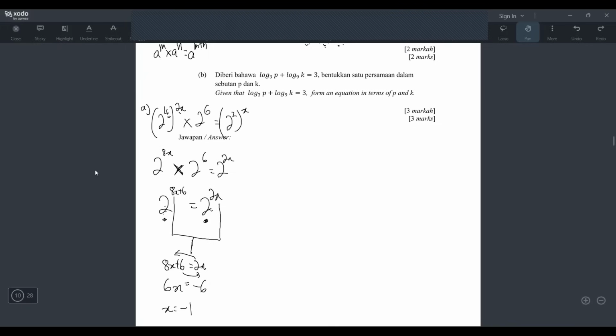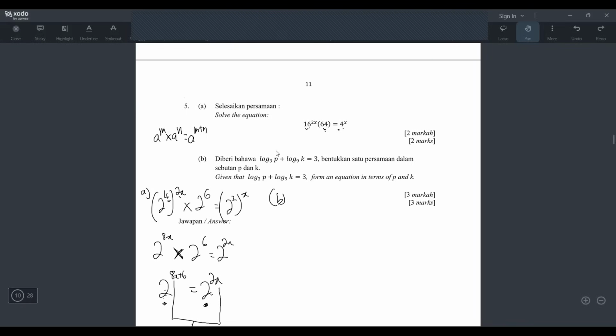Okay, let's continue with question B. So B is a log question, but we don't care whether it's indices or log. We always have to follow this rule: same base.